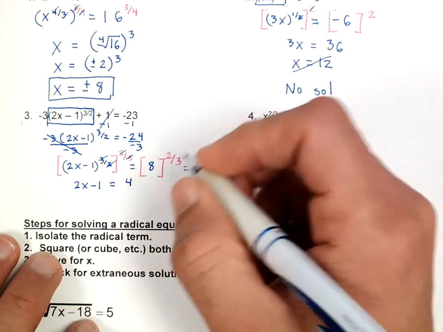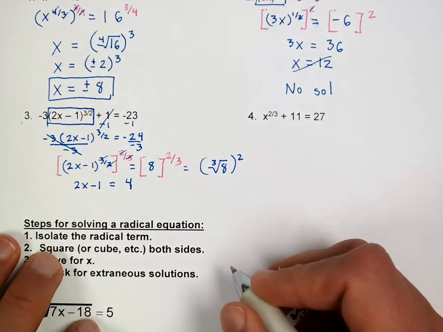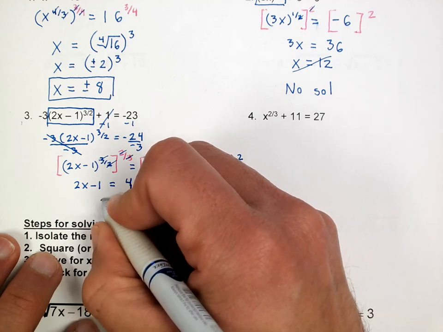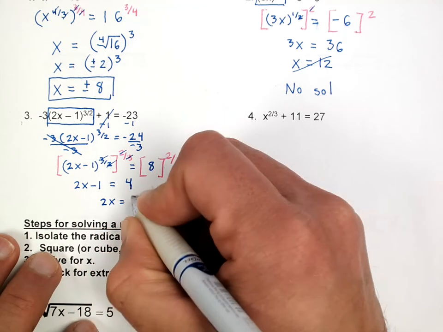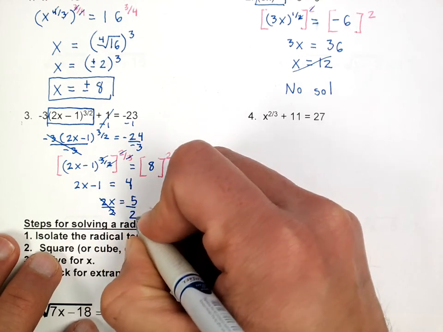Alright, so we're going to add the 1. Excuse me, sorry about that. We're going to add the 1 and divide by 2. So this is going to give us 2x is equal to 5. So x is equal to 5 over 2.